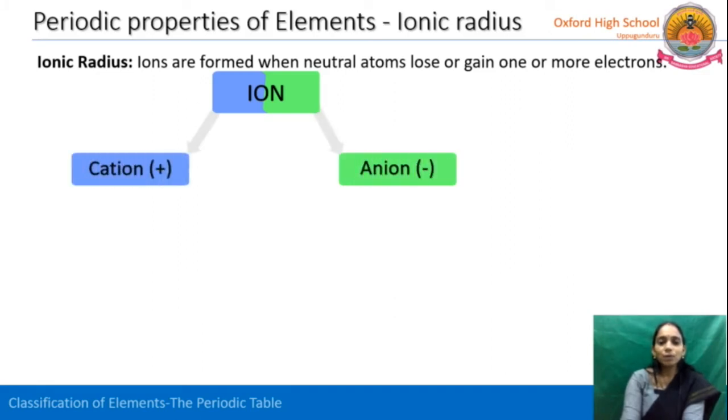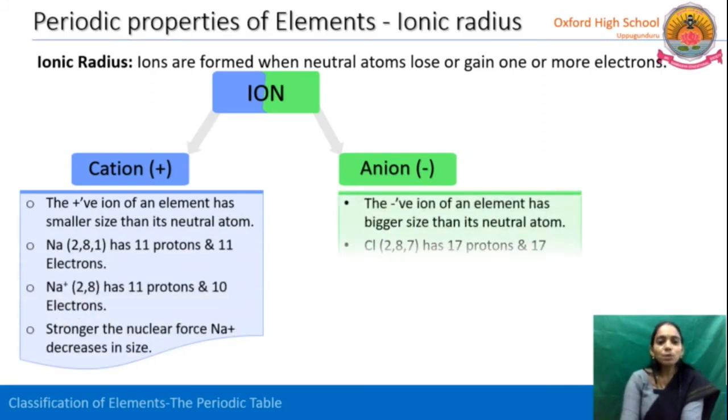Ions are of two types: cation and anion. A cation is formed when a neutral atom loses one electron. If a neutral atom gains one electron, it is called a negatively charged anion. This is called positively charged, that is cation, and negatively charged, that is anion.